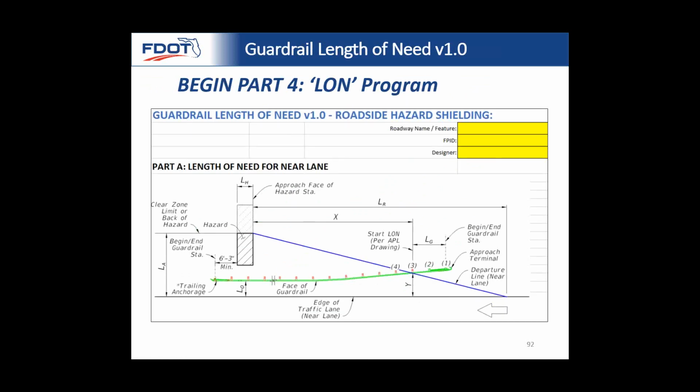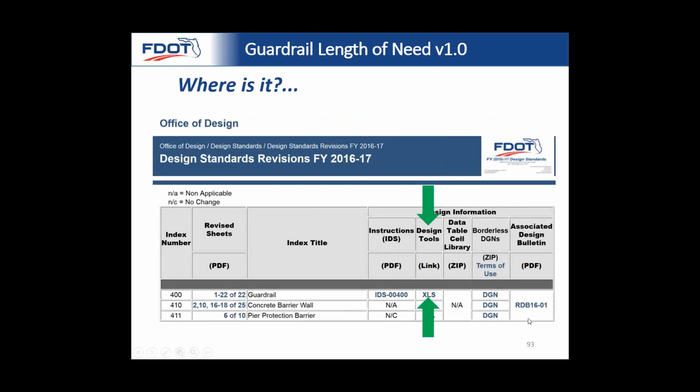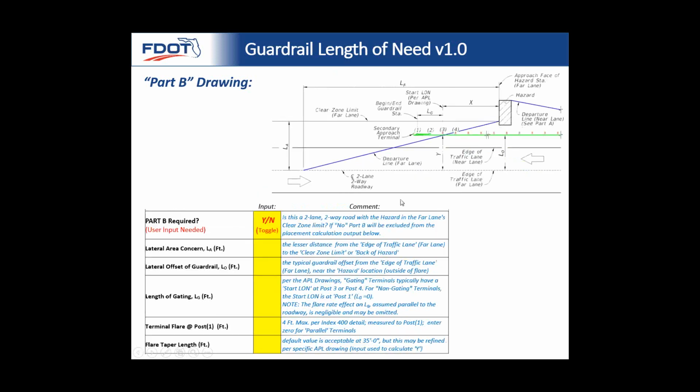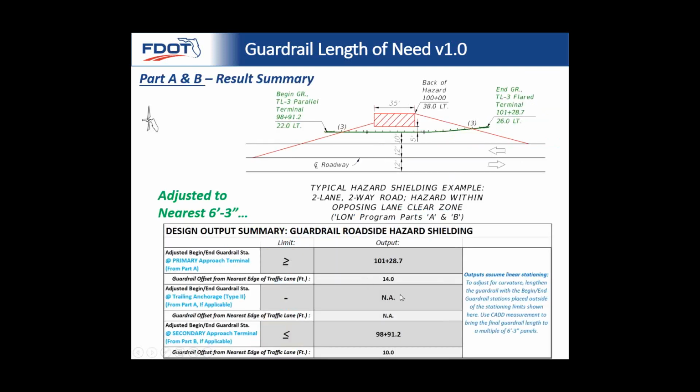Our length of need program would be the last part of our formal training, and that's found right here in the XLS. Essentially you put in all these design variables, and it will tell you your station and offset at post 1 and exactly where things need to go. If you have two-way, two-lane, you need to design from the back direction, so your traffic is going left to right here. You say yes, I need that because we have two-lane, two-way, put in some more variables, and then the design program gives you your station and offset for here, and exactly what you need to design the guardrail, and you're done.